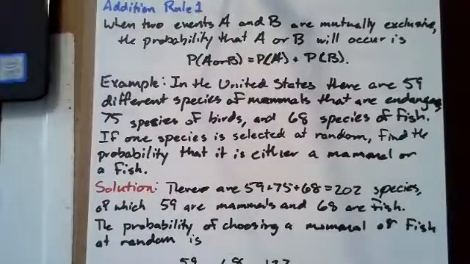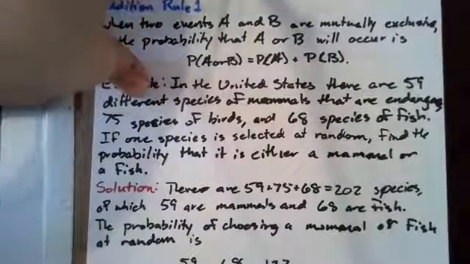Addition rule number 1 says when two events, A and B, are mutually exclusive, the probability that A or B will occur is the probability of A or B is equal to the probability of A plus the probability of B. For example, in the United States, there are 59 different species of mammals that are endangered, 75 species of birds, and 68 species of fish. If one species is selected at random, find the probability that it is either a mammal or a fish.